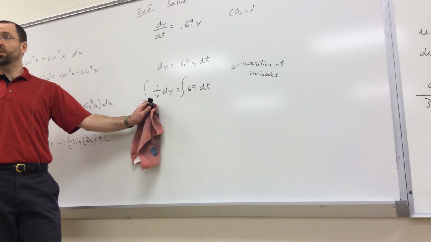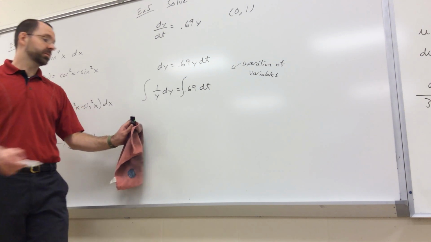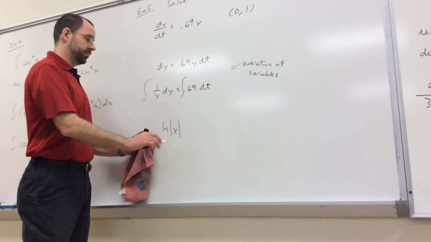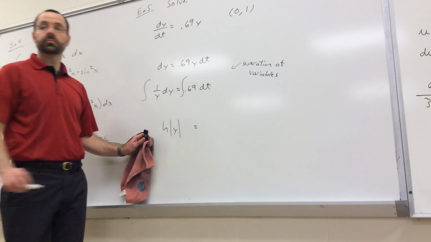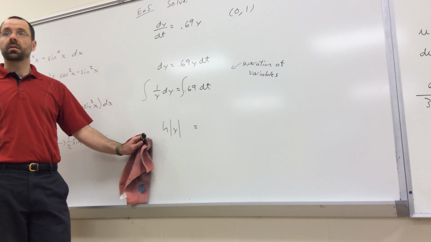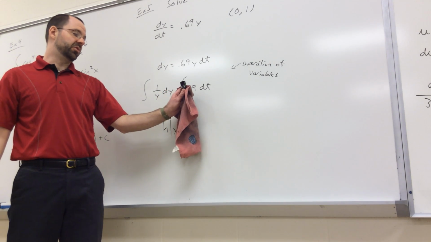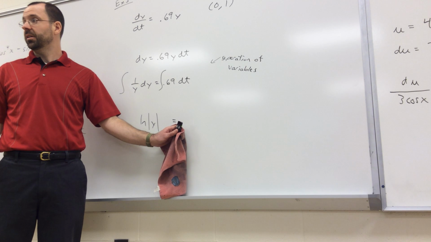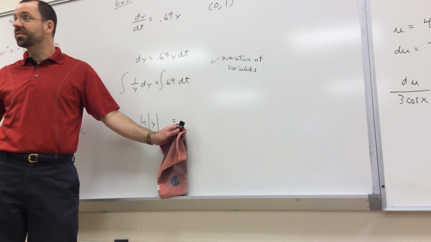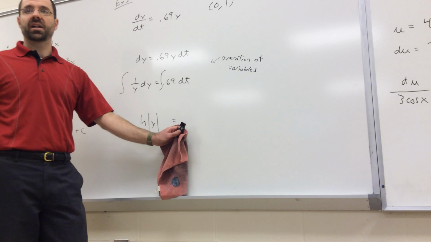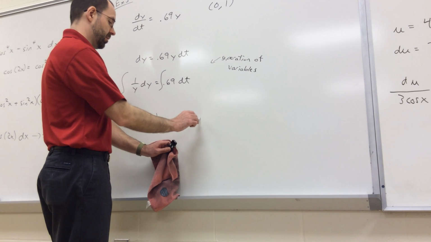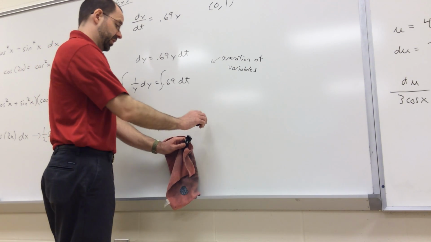The antiderivative of 1 over y is the natural log of the absolute value of y. What's the antiderivative of just 0.69? 0.69t, right? The antiderivative of 5 would be 5x. So the antiderivative of 0.69, if the variable's t, is 0.69t. Don't forget your plus c.